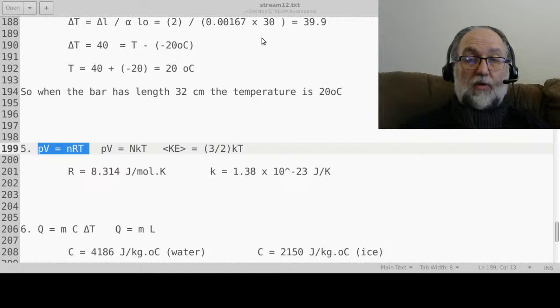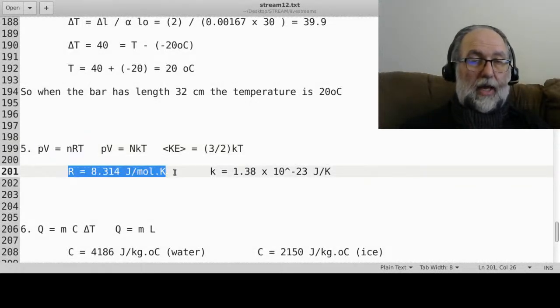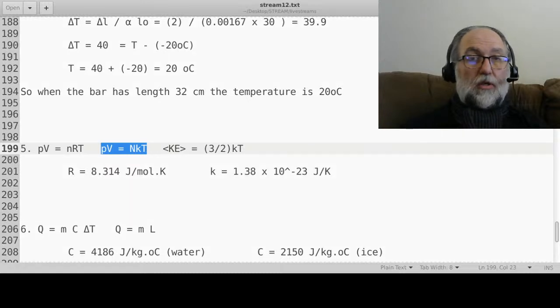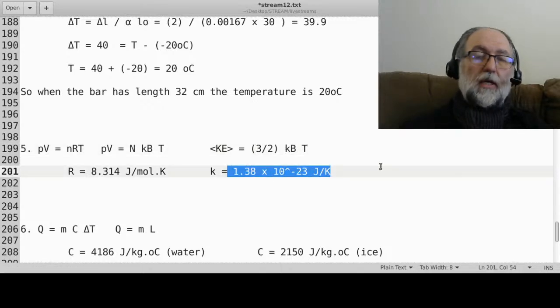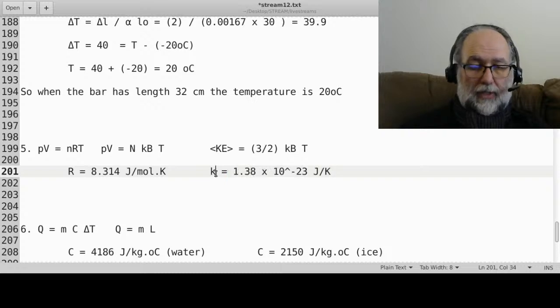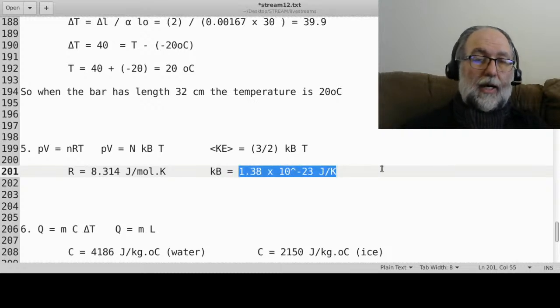There are two forms. PV equals nRT is the way it's usually written in chemistry, where R is the ideal gas constant. Again, write that constant down when you're studying for the test, so you don't have to waste time looking it up. The other form, which is more popular in physics, is PV equals N k_B T. That k is actually k Boltzmann. It's called Boltzmann's constant, and it's a conversion factor between energy in joules and temperature in Kelvin.